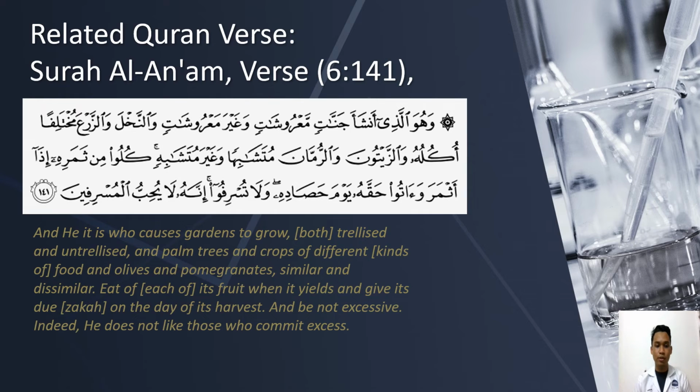And the meaning of the verse is: and He is the one who causes gardens to grow, both trellised and untrellised, and palm trees and crops of different kinds of food, and olive and pomegranates, similar and dissimilar. Eat of each of its fruit when it yields, and give its due zakah on the day of its harvest, and do not be excessive. Indeed, He does not like those who commit excess.